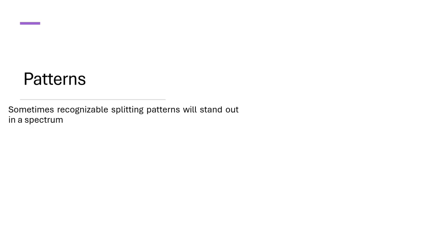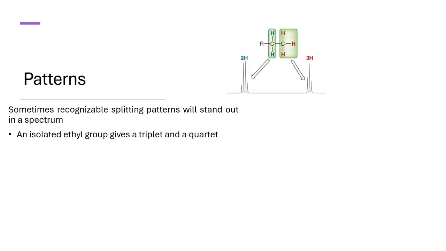Patterns. Sometimes recognizable splitting patterns will stand out in a spectrum. Make sure that you pay attention to these patterns because you might see them quite a bit. An isolated ethyl group gives rise to a triplet and a quartet. Whenever we have ethyl, CH2CH3, in the NMR spectrum, we expect a triplet and a quartet.